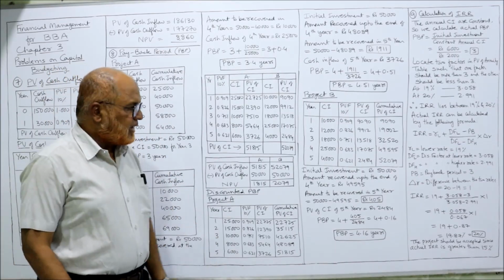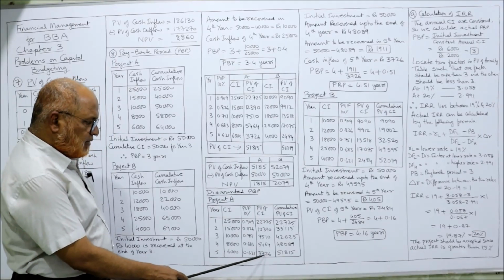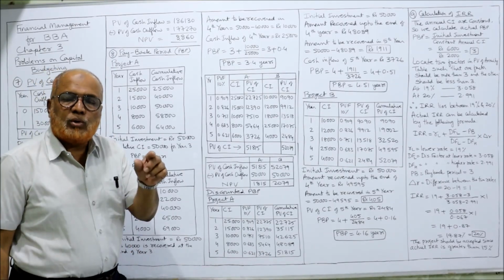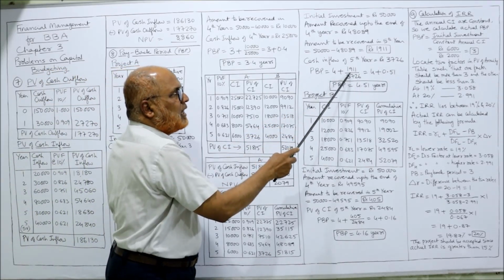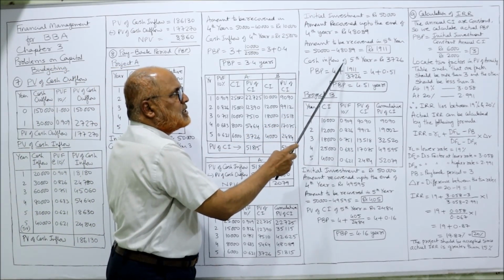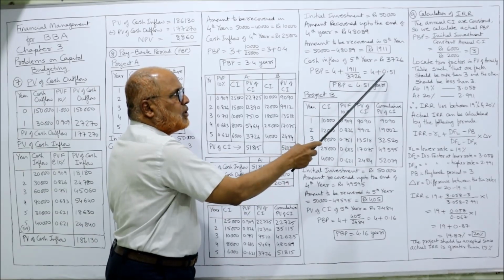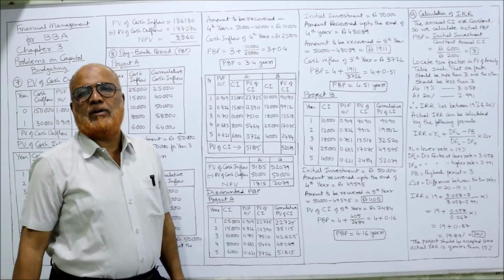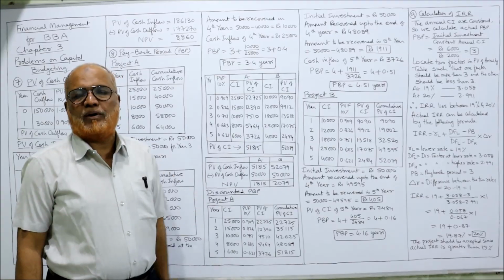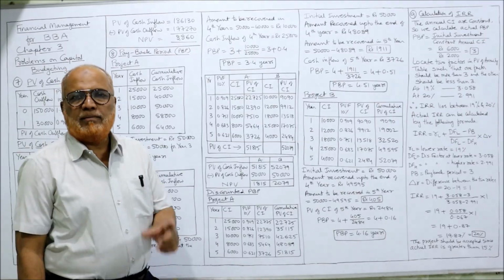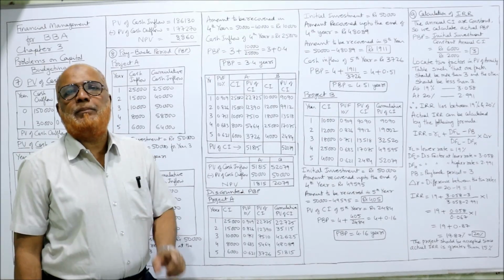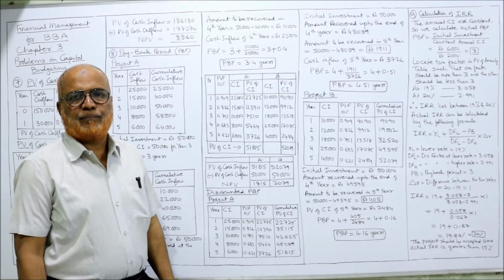And what is the PV of cash inflow of the 5th year? 3,726. So out of 3,726, we need 1,911. So 1,911 divided by 3,726. This is the 5th year cash inflow. So it will become 0.51. So 4 plus 0.51. It comes to 4.51 years. This is the discounted PBP of project A.